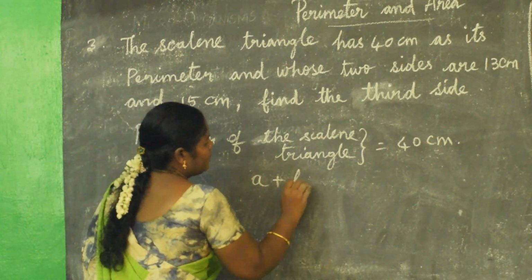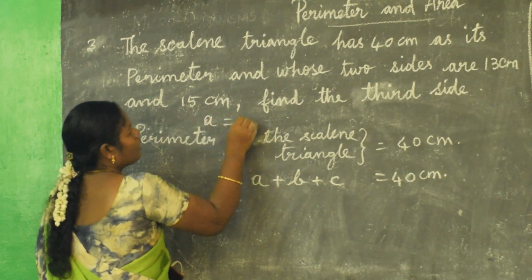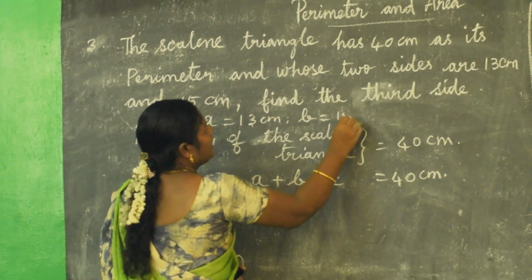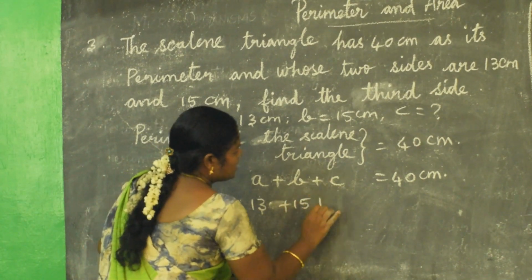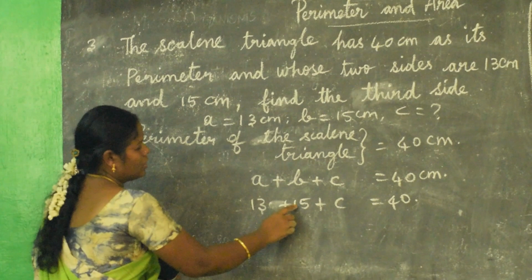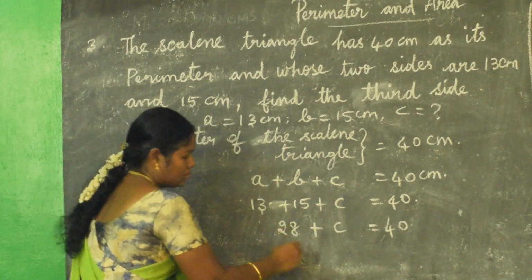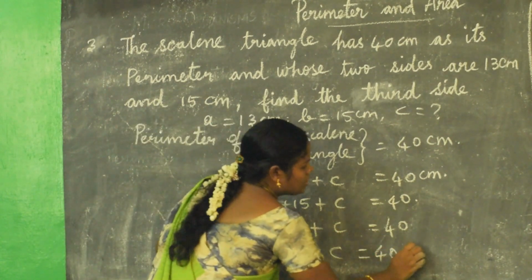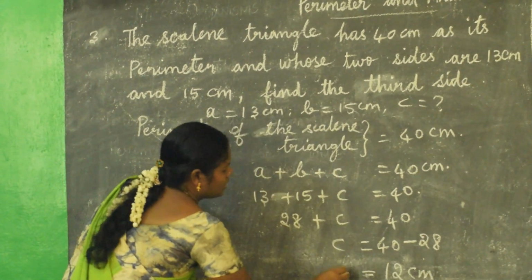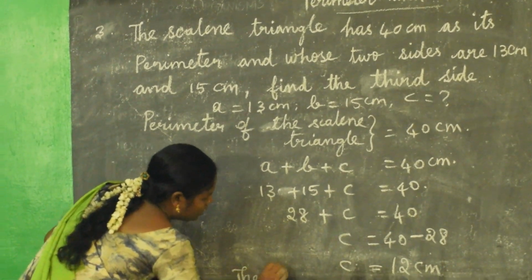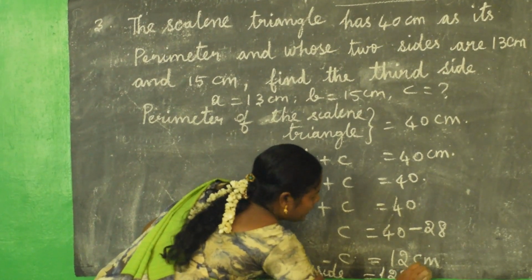So formula is a plus b plus c equal to 40 centimeter. We know two sides. a equal to 13 centimeter and b, the second side, is 15 centimeter. c we don't know, so we want to find. a equal to 13 centimeter plus 15 plus c equal to 40 centimeter. So now add these two numbers, 13 plus 15, 28 plus c equal to 40 centimeter. Now c equal to 40, goes to the next side, change into minus, 40 minus 28. So 40 minus 28 is 12 centimeter. So the third side is equal to 12 centimeter. Do you understand?